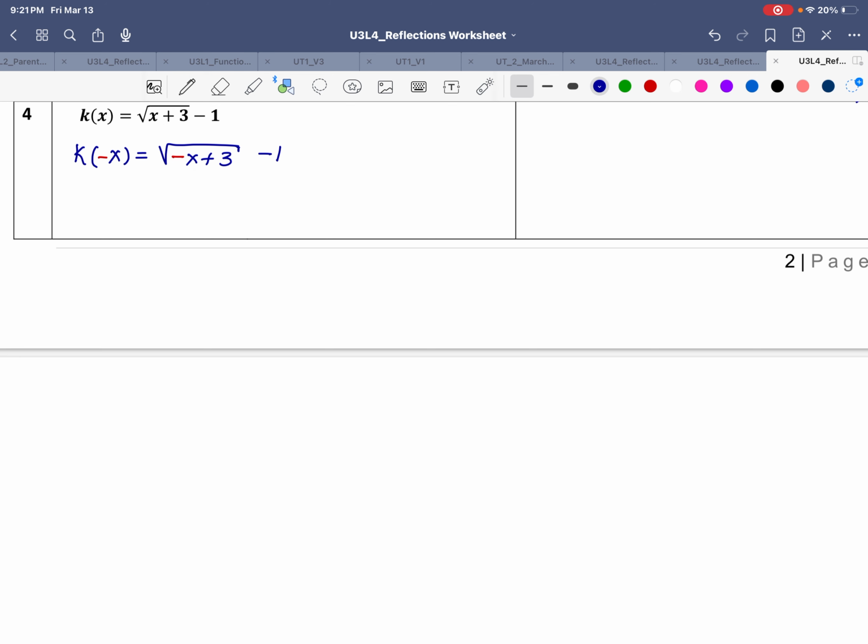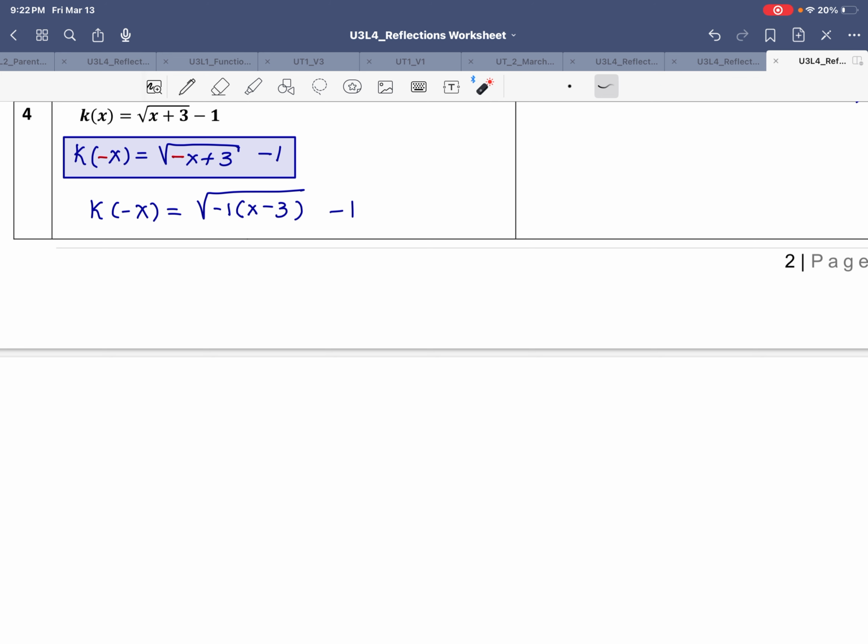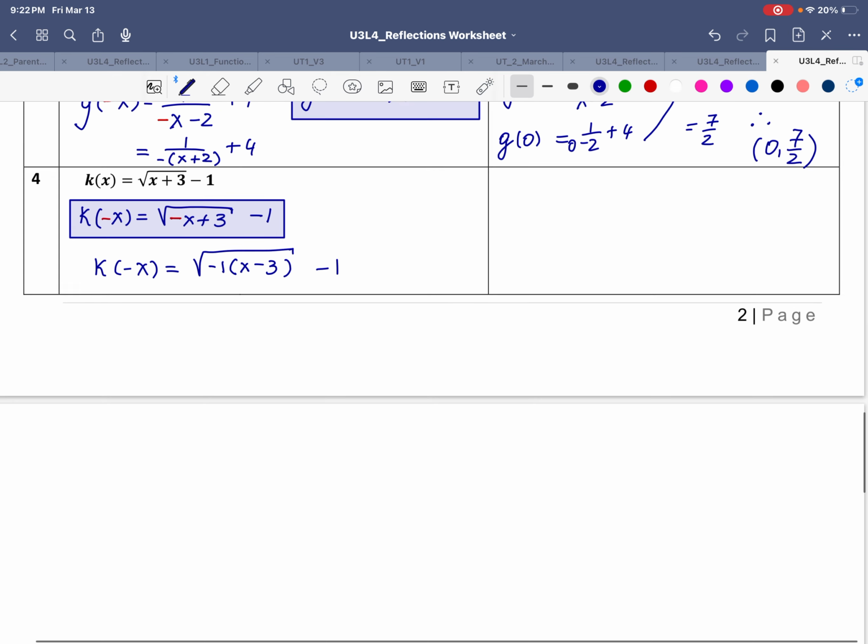So if you want to, you can factor out the negative 1, but this would be a good enough answer in this case. So if you did factor negative 1, then that would look like k of negative x equals the square root of negative 1 times x minus 3, and then minus 1. You cannot take this one out, by the way, because it is a negative number, right? You can simplify more.